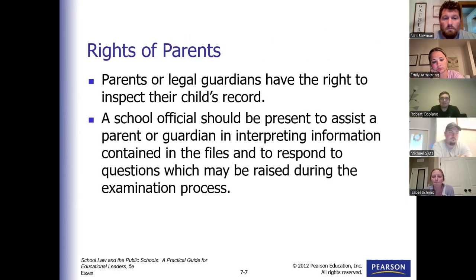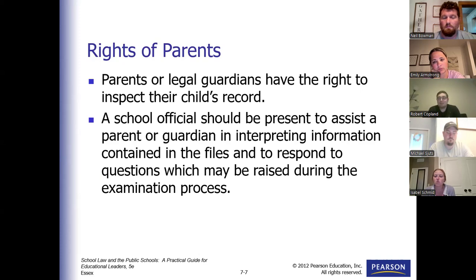Now, as we discussed in the first couple slides, parents have a lot of rights when it comes to FERPA. The parents or legal guardians have the right to inspect their child's record, and they can do it at any time. A school official needs to be present to assist in that process and help interpret the information when that comes up. Parents also have the right to challenge the accuracy of any of the information, and within 10 days, they need to schedule a conference with the appropriate school personnel. In this meeting, if an agreement is reached, then it's amended and you move on.